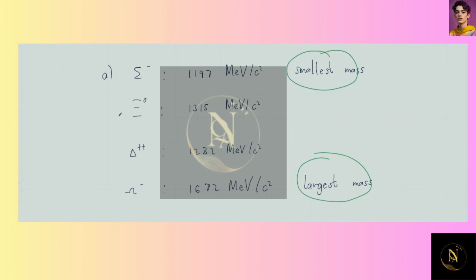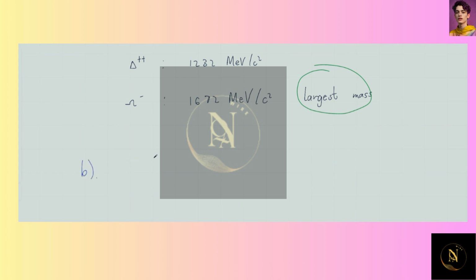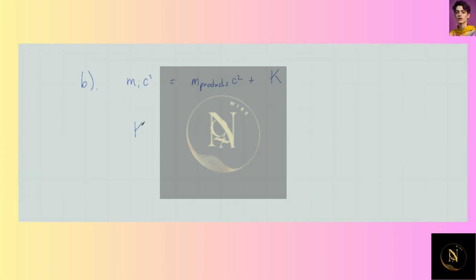Next, for part B, if we solve the equation M_i c² equals the mass of the products from the decay times c² plus K for K, we get the kinetic energy to be the initial mass minus the mass of the products, M_p times c². Therefore, the greater the difference between the mass of the decaying particle and the mass of the decay products, the greater the kinetic energy. So we show the decays and the mass differences as follows.